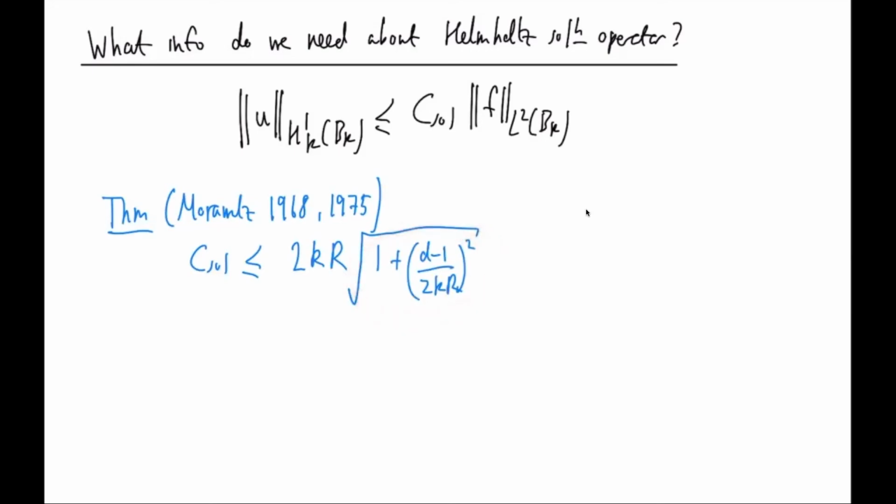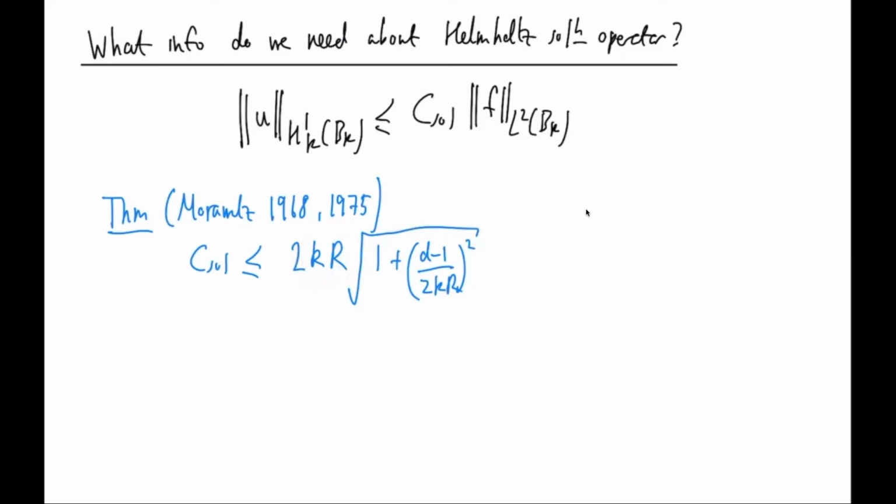In particular, when kR is large, C_sol is bounded by a constant times kR, and you can show, using a simple construction, that C_sol must grow like kR as this quantity kR increases. So the k dependence, or the kR dependence, is sharp here.